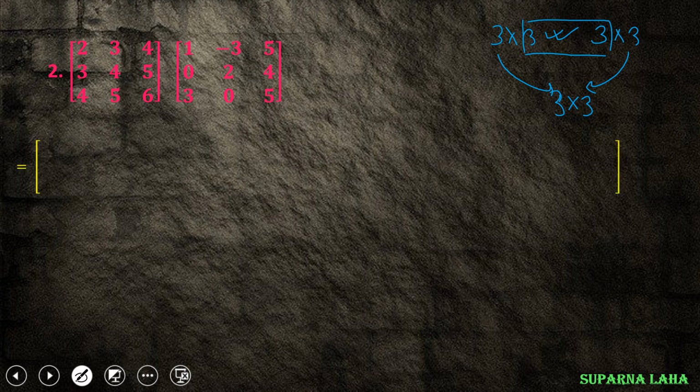So, we move with the first row, first column, that is 1 into 2 plus 3 into 0 plus 4 into 3. First row, second column, 2 into minus 3, 3 into 2 plus 4 into 0, and it is first row, third column, 2 into 5 plus 3 into 4 plus 4 into 5.